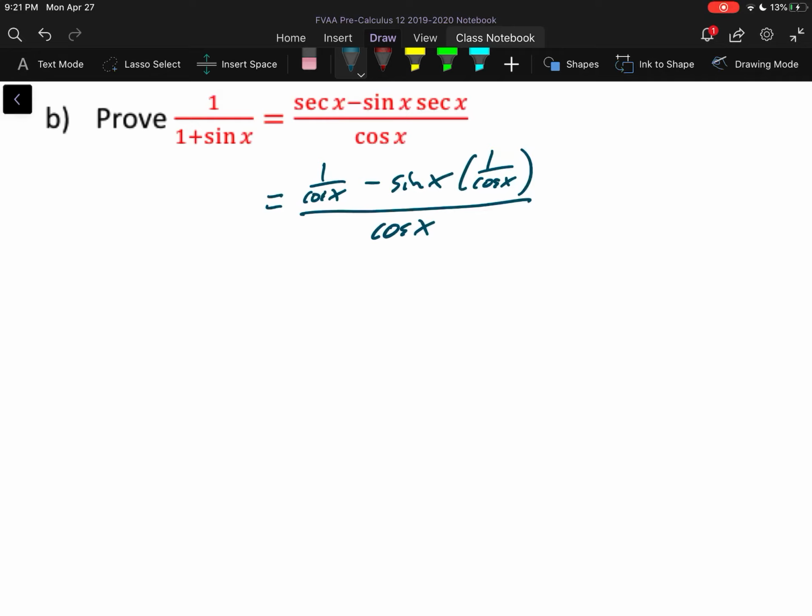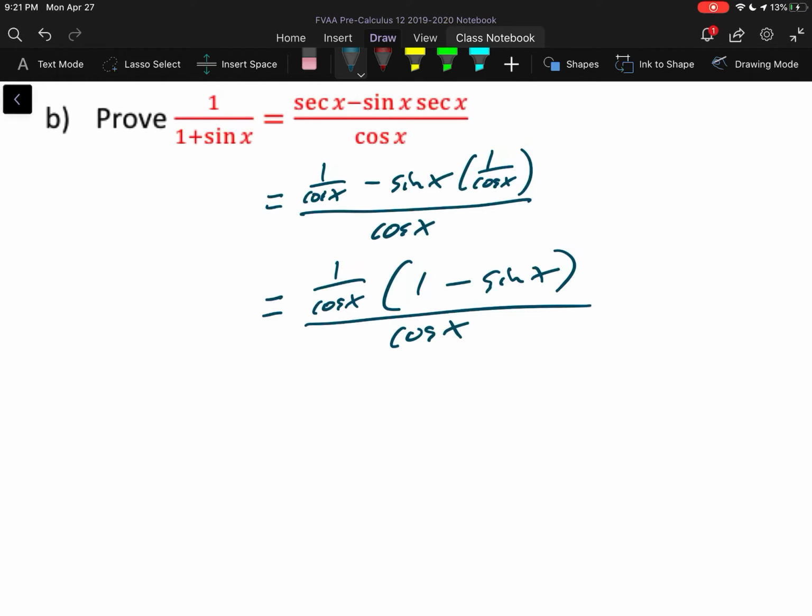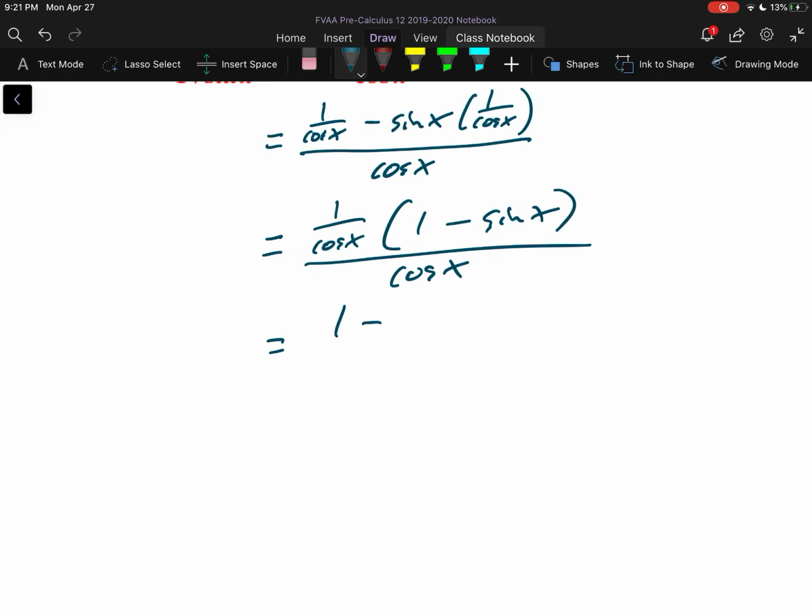Here you can factor out the cos x, or if you do 1 over cos x divided by cos x, what that actually gives you doesn't really cancel out here. It actually compounds. Maybe I'll factor it out. So I'm going to factor out 1 over cos x, and that's going to give me 1 minus sine x over cos x. All right, and that's going to give me 1 minus sine x over cos squared x. Okay, because you're multiplying by the reciprocal, you're going to get cos x times cos x on the denominator side.